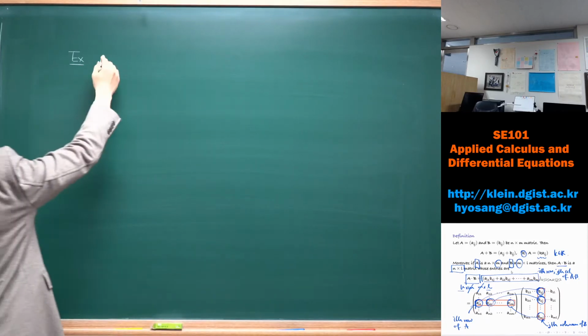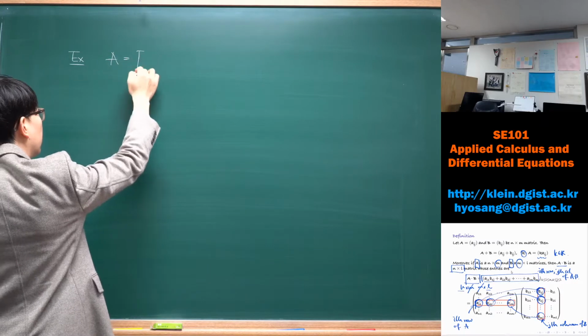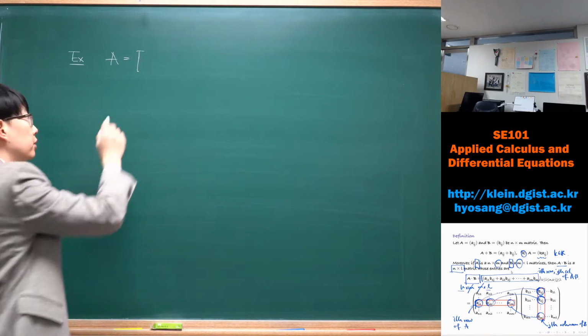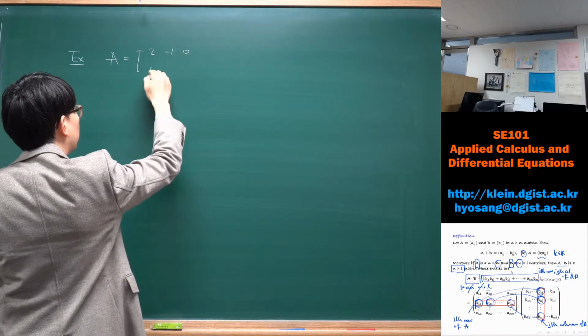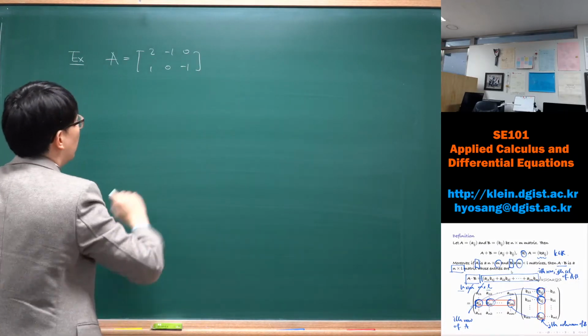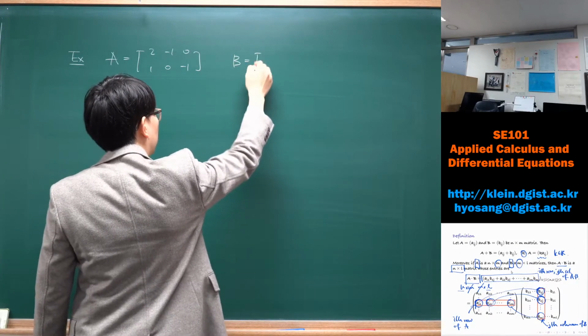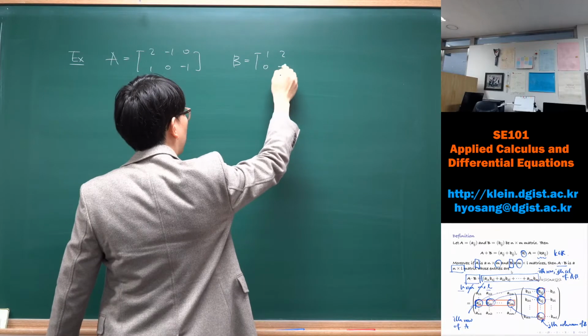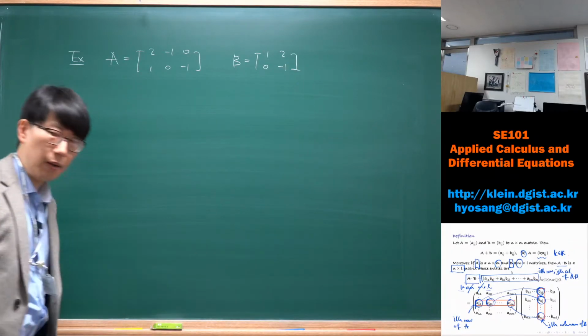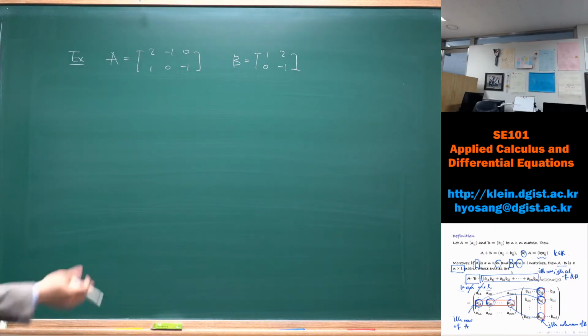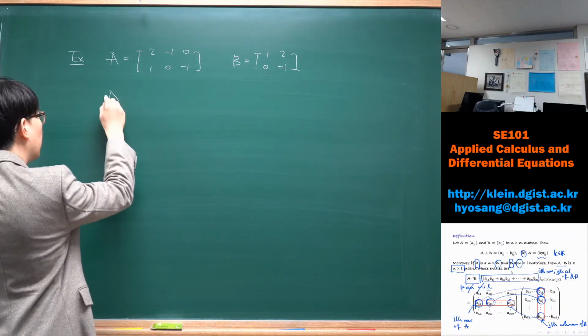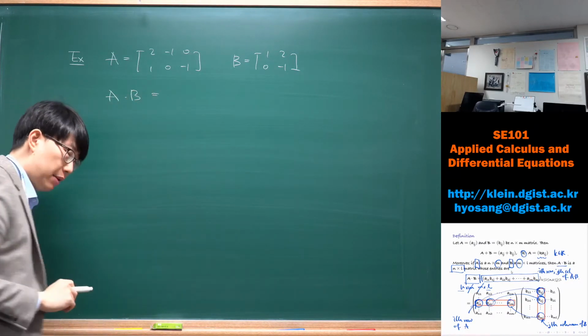So let's say we have A as a 2 by 3 matrix, 2, minus 1, 0, 1, minus 1, and B is a 2 by 2 matrix, 1, 2, 0, minus 1. Okay. Now, can I take A times B?